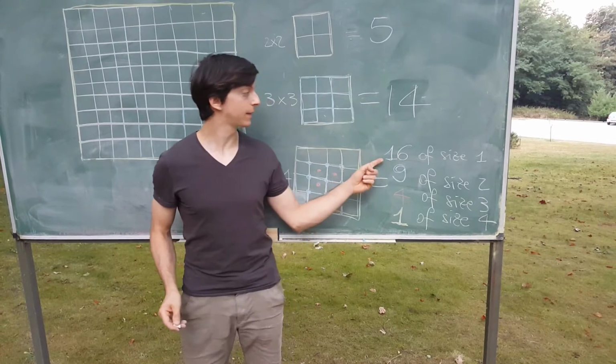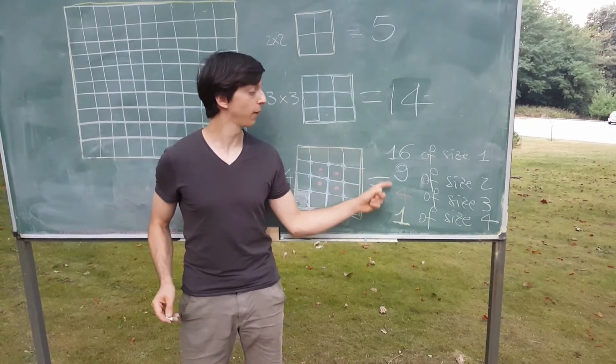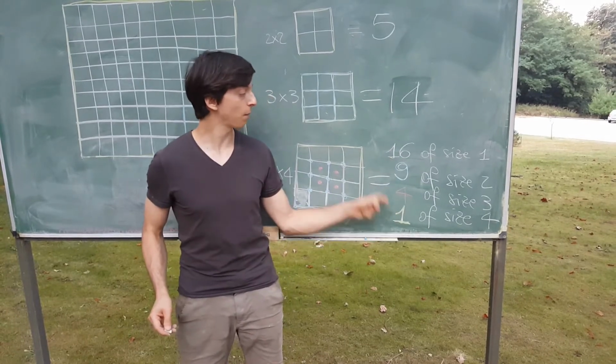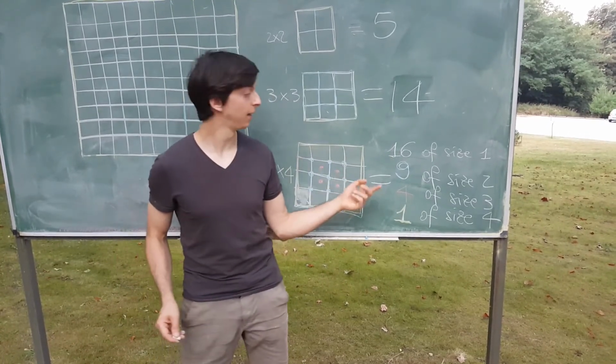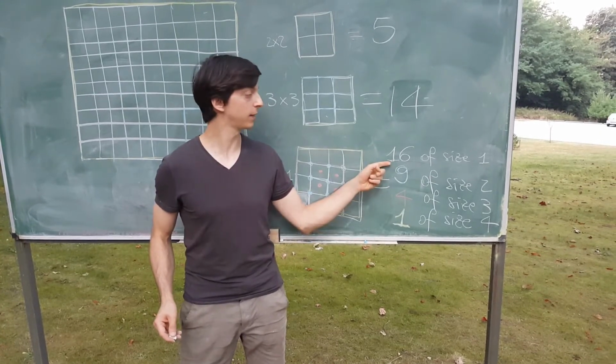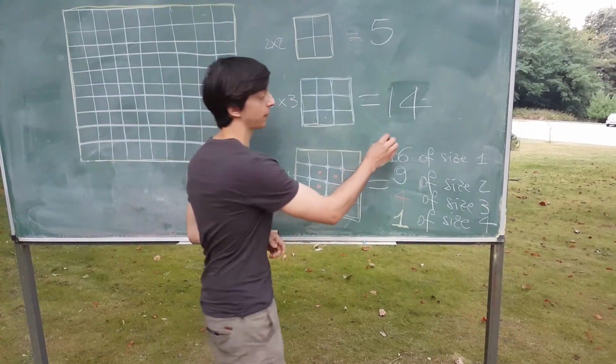So we counted 16 of size 1, 9 of size 2, 4 of size 3, and 1 of size 4. Let's take the total. 1 plus 9 is 10. 10 plus 4 is 14. 14 plus 16 is 30. So that's my result.